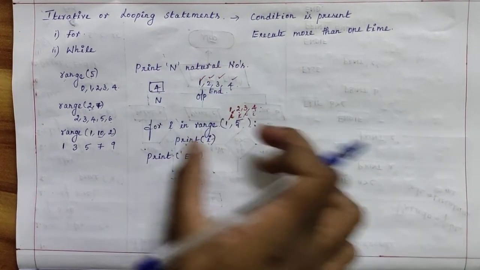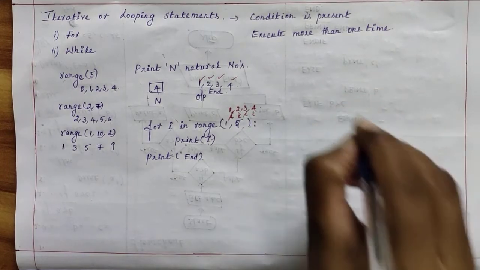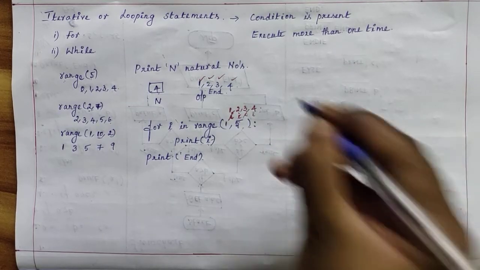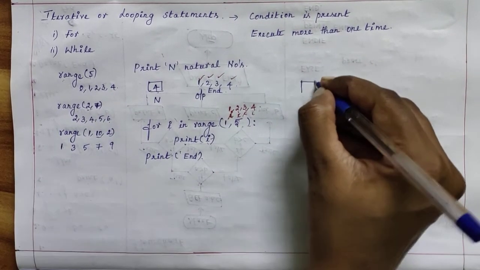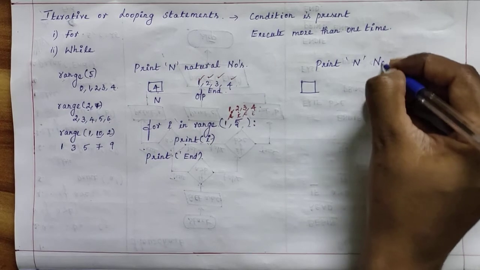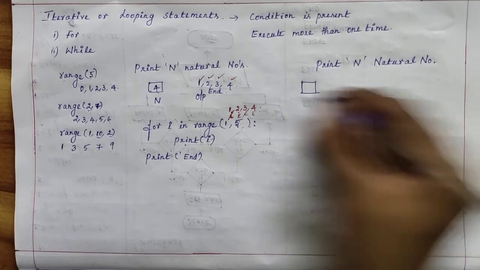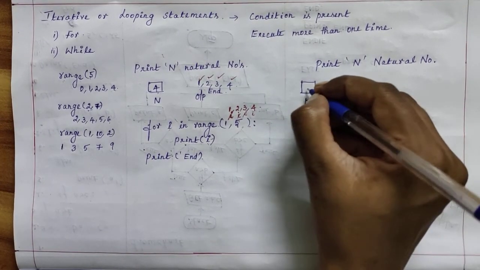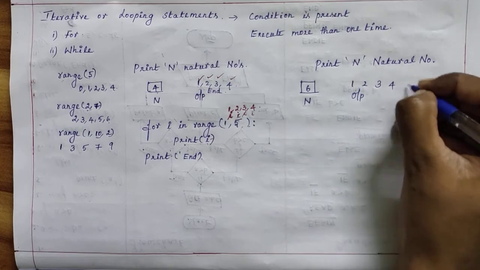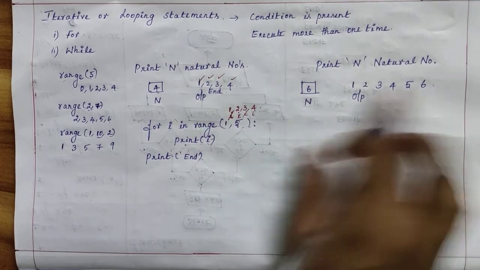For the same problem I'm just going to write using a while loop. So keep in mind, whenever you are going to write while, the first thing you have to think of is initialization, that is, you are going to initialize some value to the variable I. Here also we are taking the same problem, that is, print n natural numbers. I'm going to give the value of n as 6. So what's the output? The output we have to get is 1 2 3 4 5 and 6, up to 6. Print n natural numbers, that is, print 6 natural numbers.